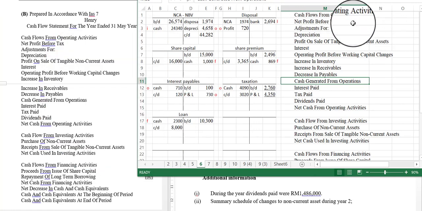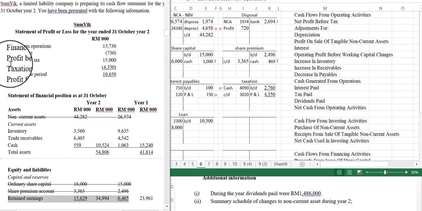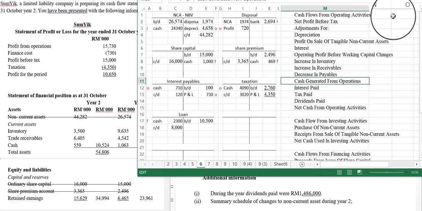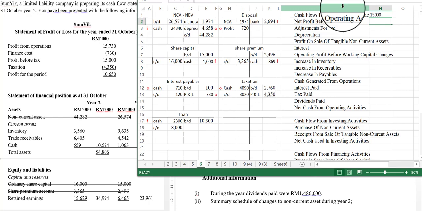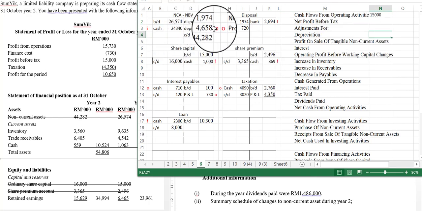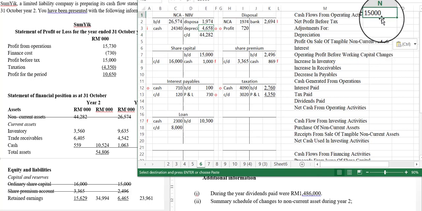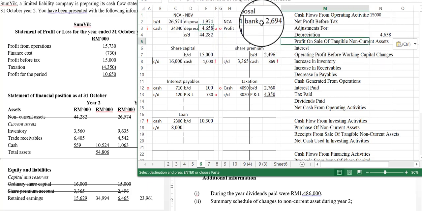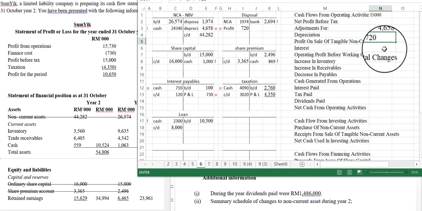So if you look at your cash flow from operating activities, profit before tax. Now profit before tax, here is your tax. This is your profit before tax. So you start from this amount, 15,000. Then adjustment for depreciation. As you can see here, we have a depreciation. This amount just put in. Now previously it's a minus, so now you have to add back because it's a non-cash item. Then profit on disposal, 720. Previously you added to your profit, but because this is a non-cash item, we have to minus it out.